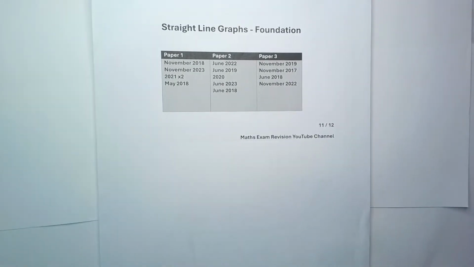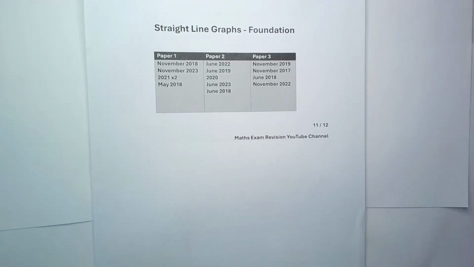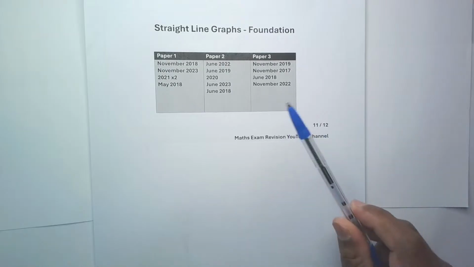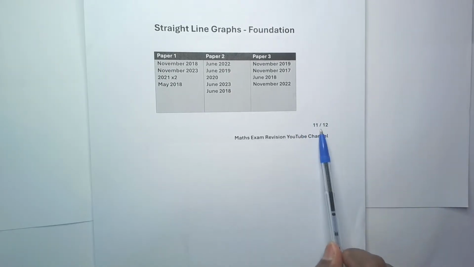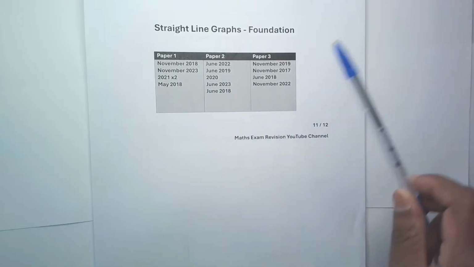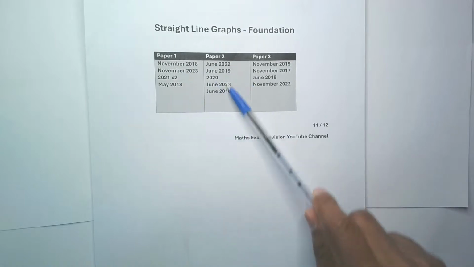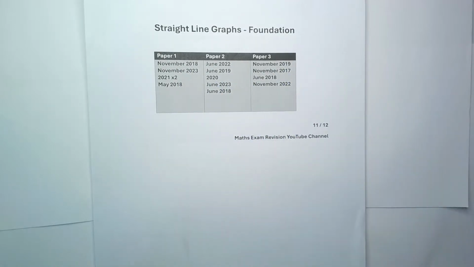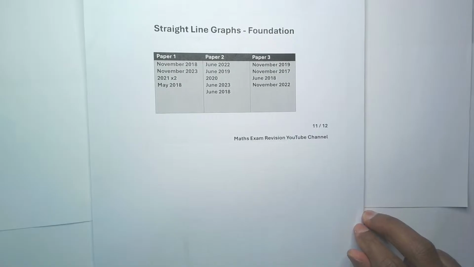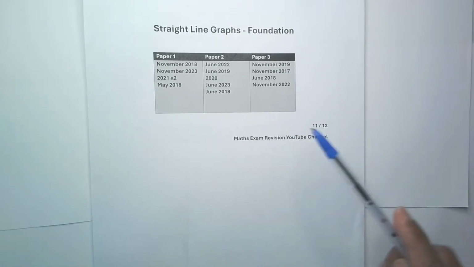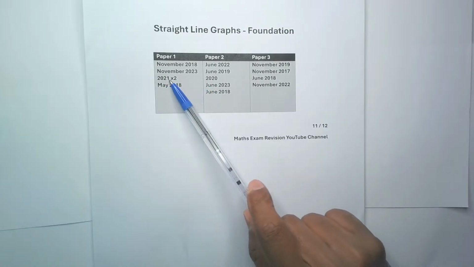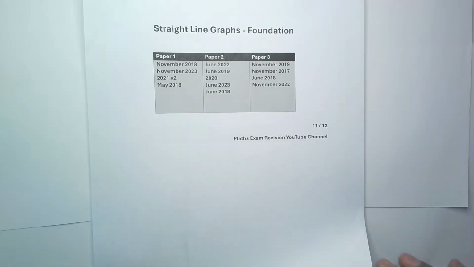This is an analysis of straight line graphs, and you can see this topic, out of the 12 sets of exam papers that I've looked at, appears 11 times directly. Indirectly it appears in every single exam paper, and I've got examples of that in today's video. So you can see paper 1, paper 2, paper 3. So this is a topic that you need to revise for every single paper. And you can see here in 2021 it appeared twice, so it could even appear twice.